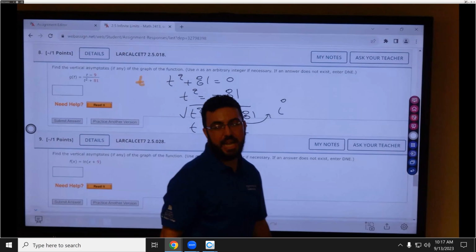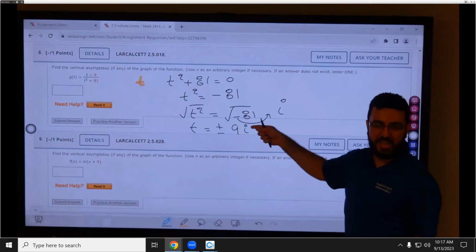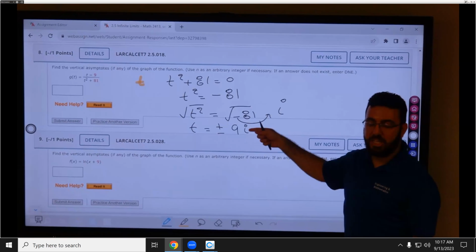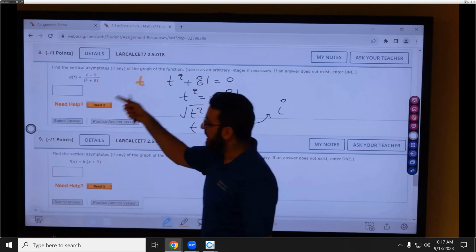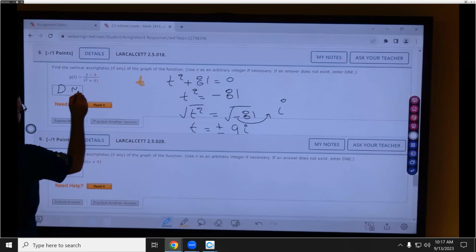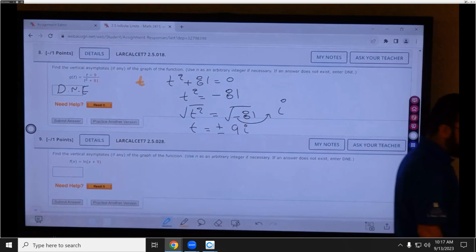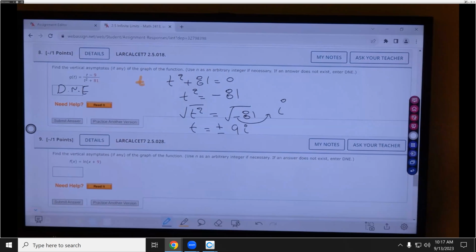Can you grab this one? It's a complex number, the imaginary part. That means the limit does not exist. Okay? You got it? Got it. Piece of cake. That's important.